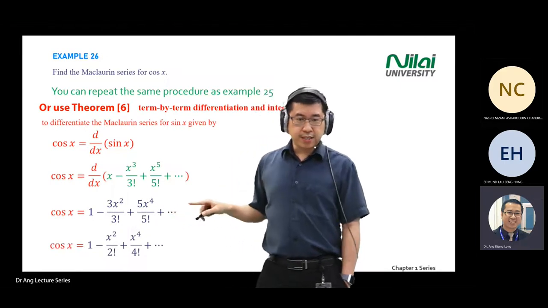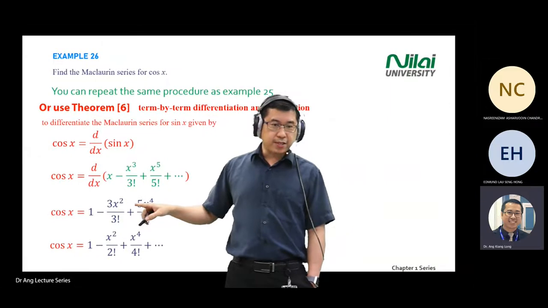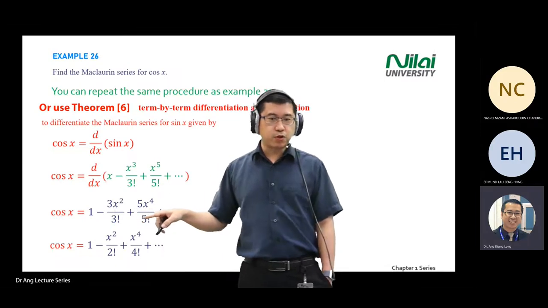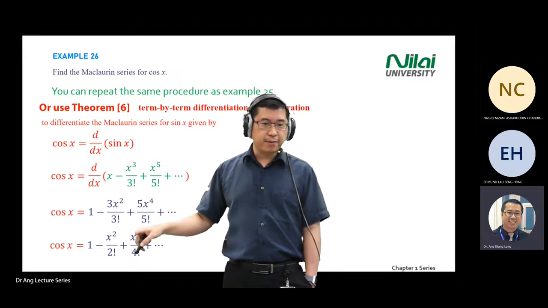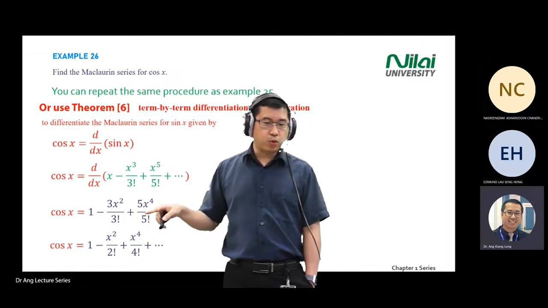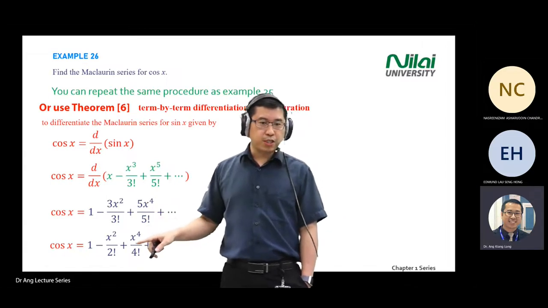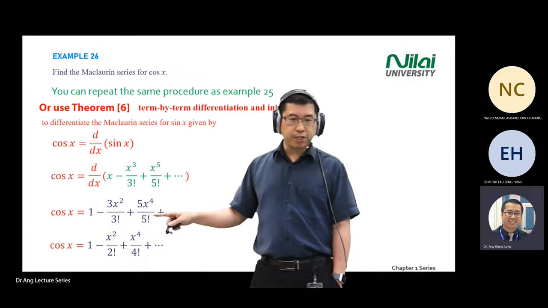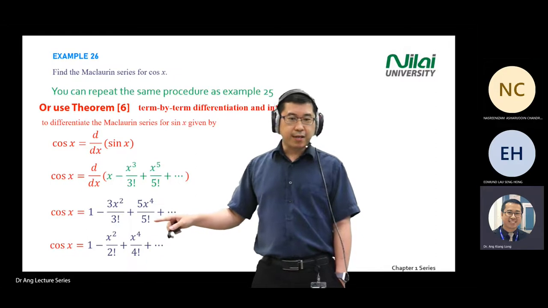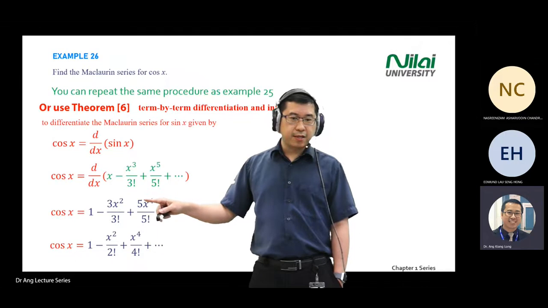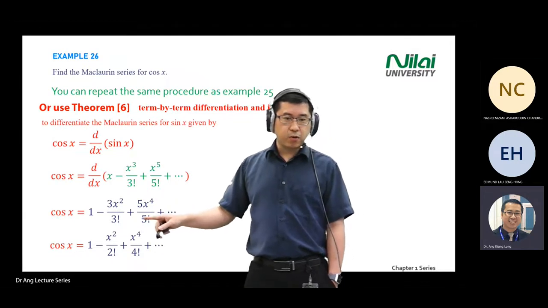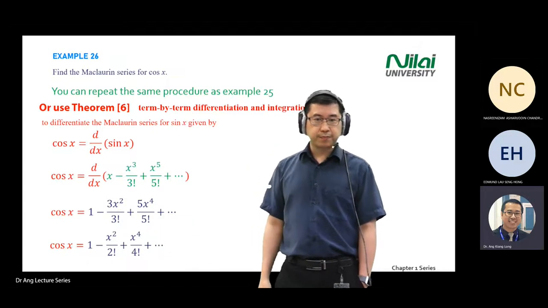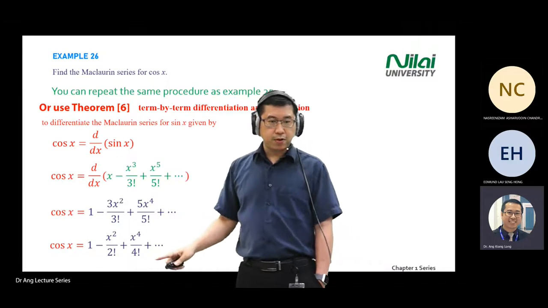And you further simplify this one to this one. You can cancel the 3 and the 3 below, because you know that 3 factorial is 1 times 2 times 3. So you can take out the 3 from above. That's why the second term, 3x power 2 divided by 3 factorial, becomes x squared over 2 factorial. You follow the same for this one, 5x power 4 divided by 5 factorial. What does this mean? It means 1 times 2 times 3 times 4 times 5. So you can take out the 5 from the top and below. Then you get 1 times 2 times 3 times 4, which equals 4 factorial. That's why you get x power 4 here. This is how you derive the Maclaurin series for cos x.